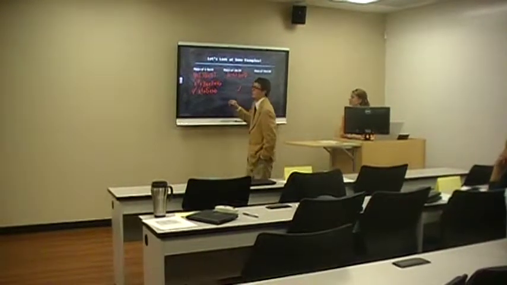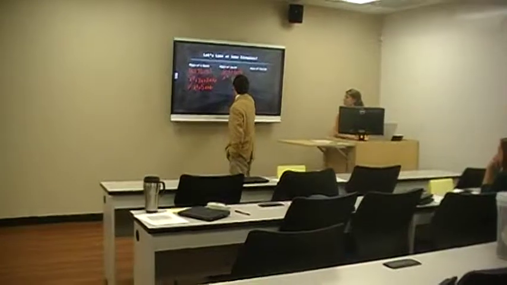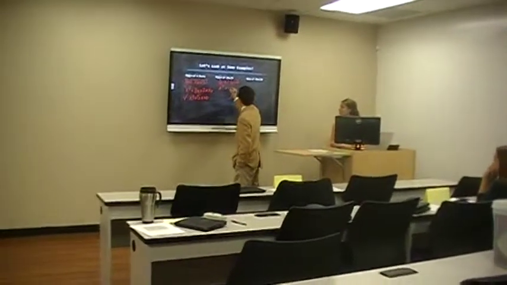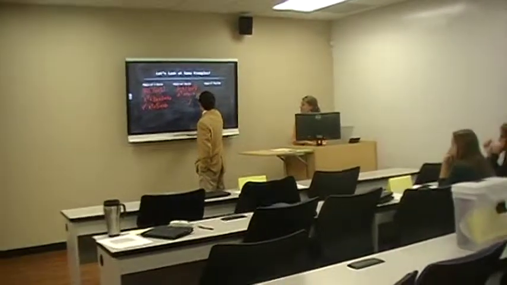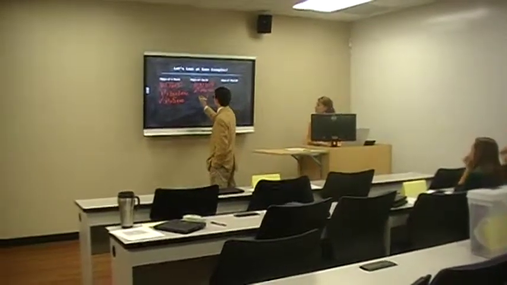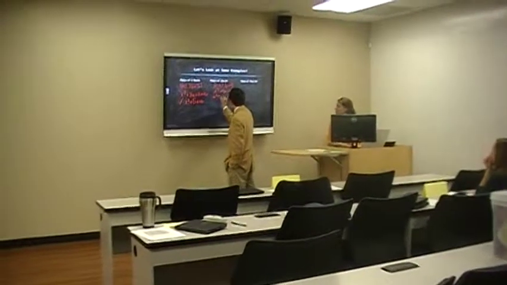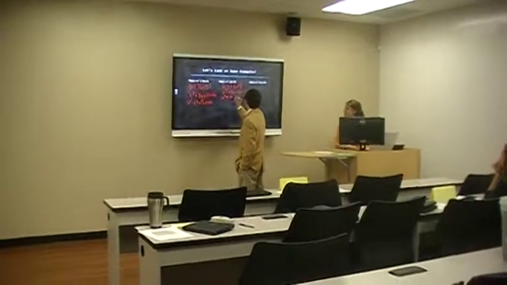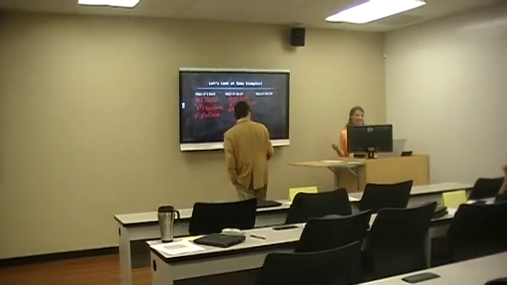And then whenever we go back through with our FOIL method to check the answer, we end up with x squared plus 4x minus 6x minus 24. And then whenever we simplify it down, we have x squared minus 2x minus 24. Okay.